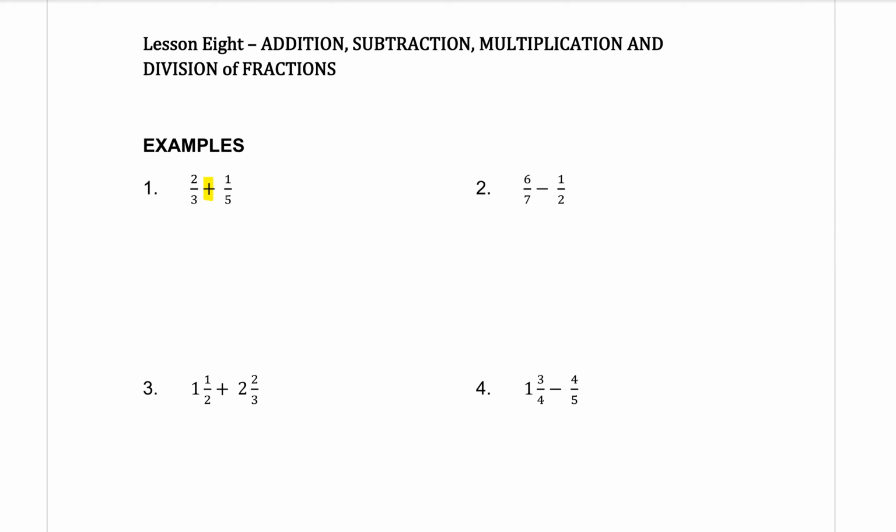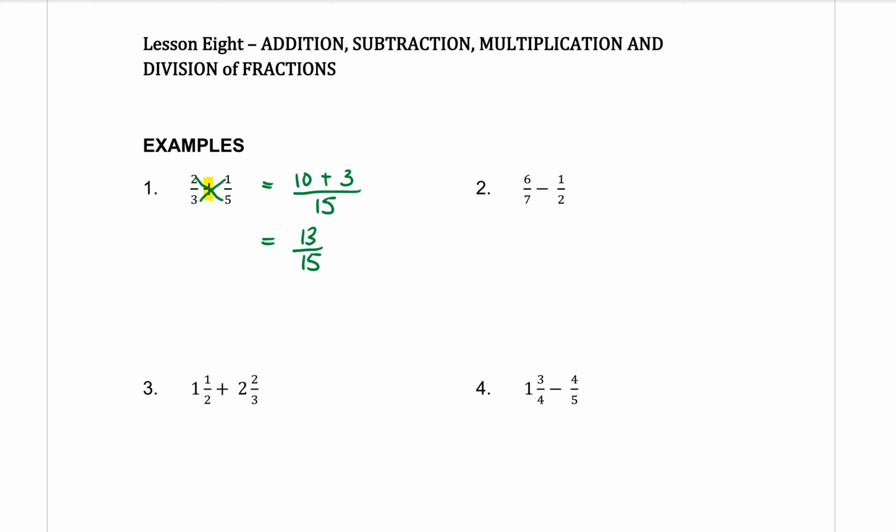3 times 5 is 15. And then we multiply diagonally. 2 times 5 is 10. We're adding. And then we do the other way. 1 times 3 is 3. To finish the question, all I have to do is add the top numbers together. 10 plus 3 is 13 over 15. Done.